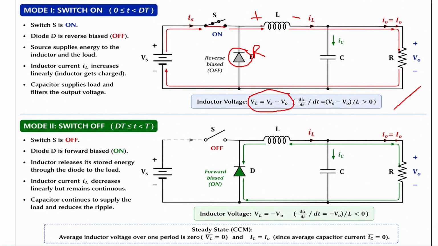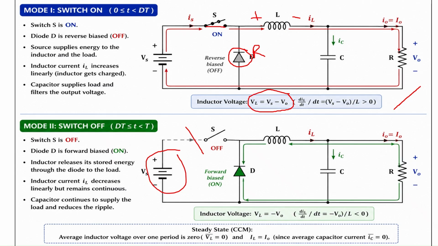Now we will see the second mode of operation, that is when the switch is in the off condition. When the switch is in the off condition, the source is disconnected from the supply, because this is open circuited. However, the inductor current cannot become zero suddenly. Inductor will always oppose the rate of change of current. So even though the source is disconnected, inductor current will not become zero immediately.